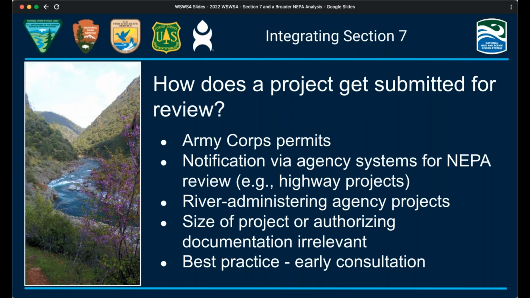By building relationships, you can increase understanding of Section 7 requirements and processes. You may also be able to consult with the proponent and agency personnel on design and siting issues before the project comes up for formal Section 7 review. It's often much easier to address potential impacts to river values early in the project design.